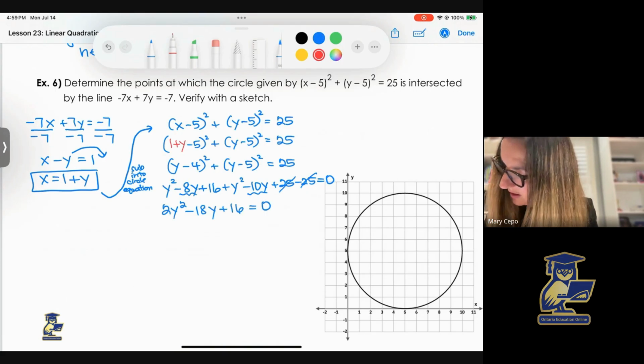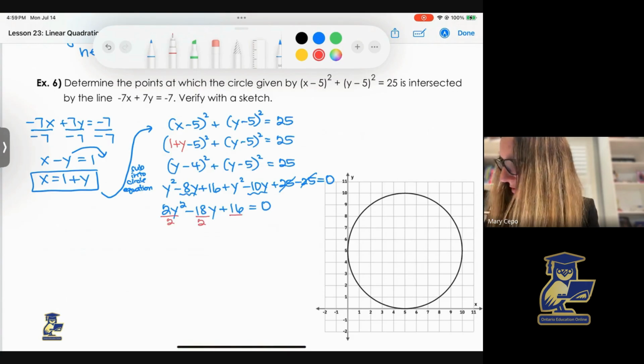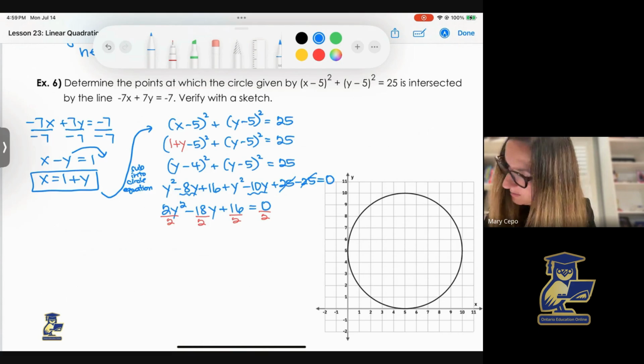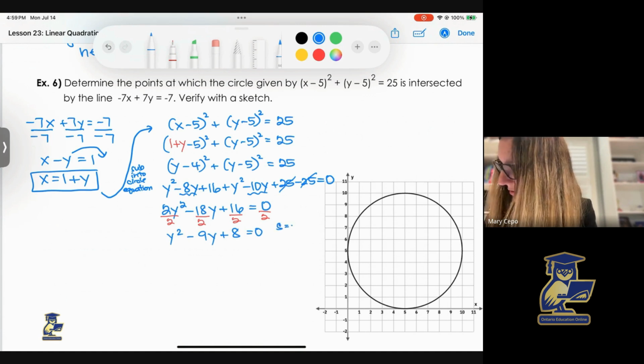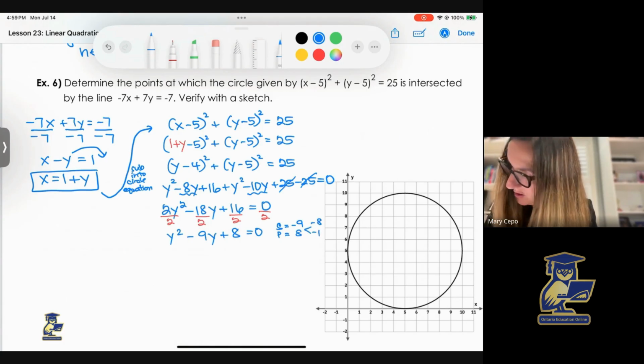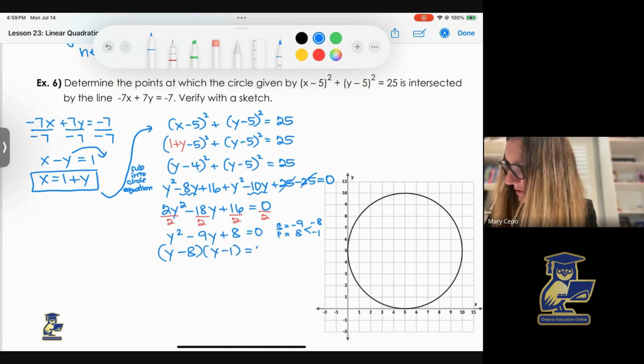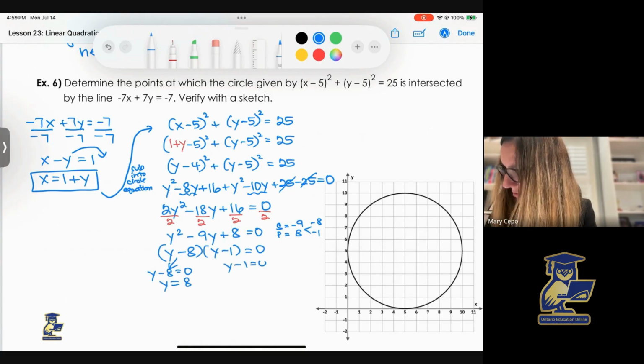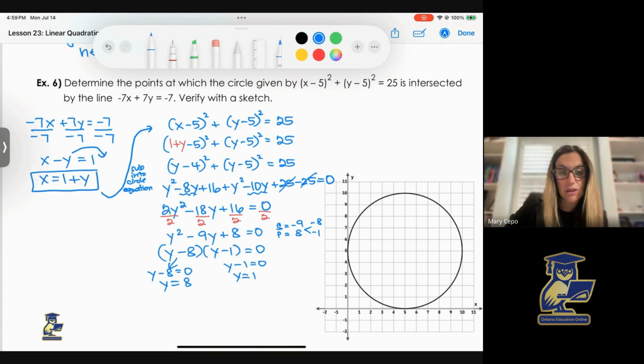And again, we can divide. You want to simplify as much as possible. So this becomes y squared minus 9y plus 8 has to equal 0. Simple trinomial, so sum is equal to negative 9, product is equal to 8. So it's going to be negative 8 and negative 1. So (y minus 8)(y minus 1) has to equal 0. Y minus 8 equals 0, so y is equal to 8, or y minus 1 equals 0, so y is equal to 1. So we have the y coordinates, and we need the corresponding x coordinates.